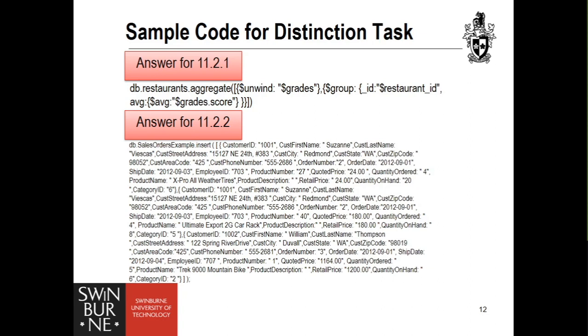This is the sample code for our distinction task this week. There are two questions that will be asked. First question is 11.2.1. Second question is 11.2.2. Basically, this code is referring to MongoDB code that will be entered in the command line terminal.